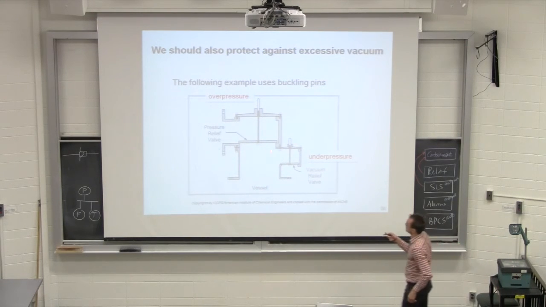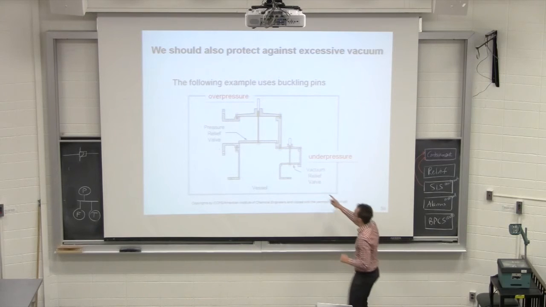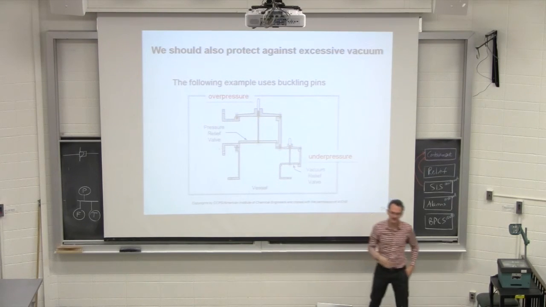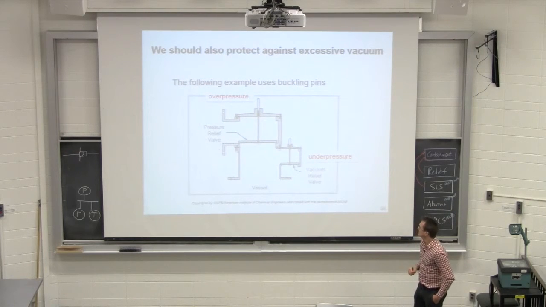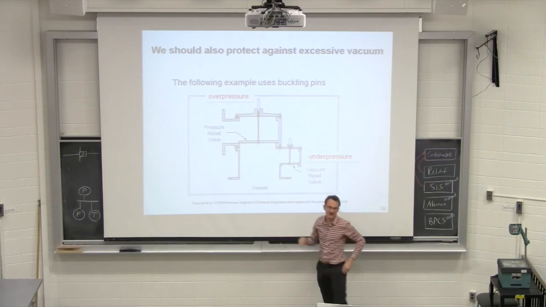And so here's an example of a valve that will relieve for pressure. This pin here will break or move out the way when high pressure is exceeded, but it will also have another mechanism here to bring outside air in to compensate for vacuum being built up. And of course, this is sized the appropriate width so that you can get air in fast enough.